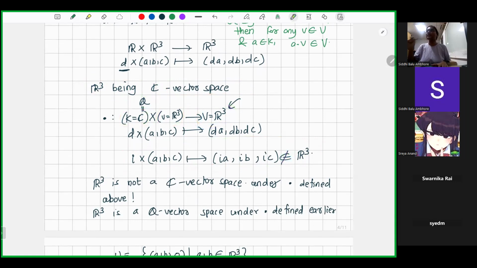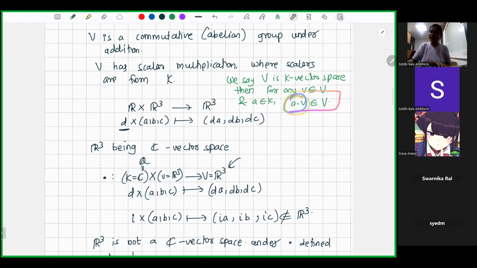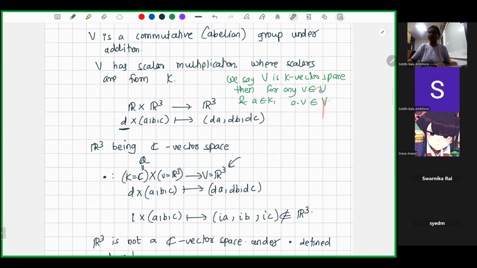So do you understand: when you say it is over some field, the scalar multiplication must be closed in R3. When I take a scalar and multiply it with my vector from the given set, for it to be a vector space over that field, that new scalar-multiplied element, av, must land in my given set V again, for it to be called a vector space over K.